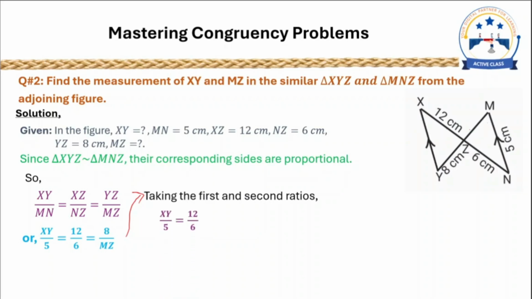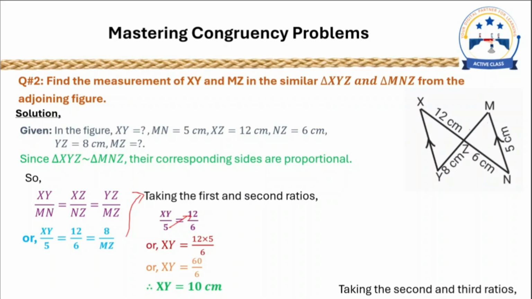That means XY by 5 equals 12 by 6. Now let's solve it. This 5 goes to the right side and multiplies with 12. So I'll get XY equals 12 times 5 divided by 6. And 12 times 5 is 60. And if I divide 60 by 6, I'll get 10 centimeter. I got the first answer.